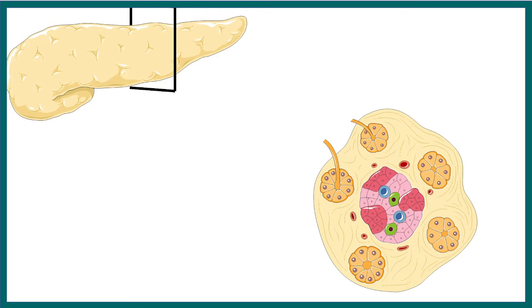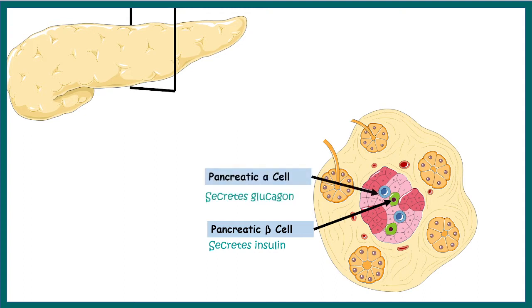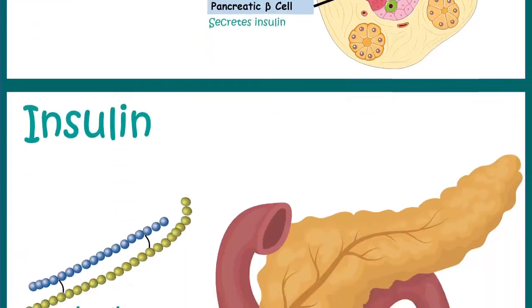So let's begin. Again, cutting a cross section from the pancreas, and we can see there are several cell types. First of all, there is pancreatic beta cell. The major function of beta cell is to secrete insulin. Pancreatic alpha cell secretes glucagon, and delta cells secrete somatostatin. In a moment, we'll talk about all the functions of these hormones.